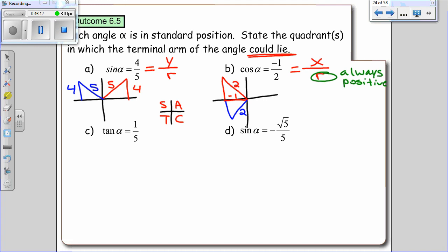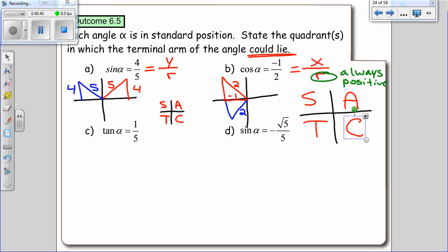If you think about the CAST rule for this question, you're thinking about the opposite. CAST tells you where things are positive. In our case, cosine is negative. So CAST told me cosine's positive here and positive here. If I want it to be negative, I have to be in S and T, right? The opposite. So it's kind of thinking backwards.